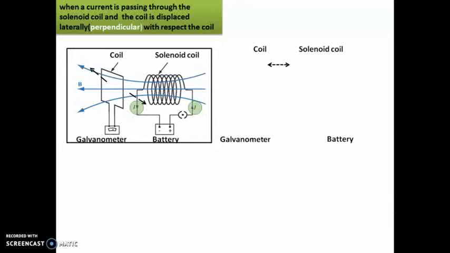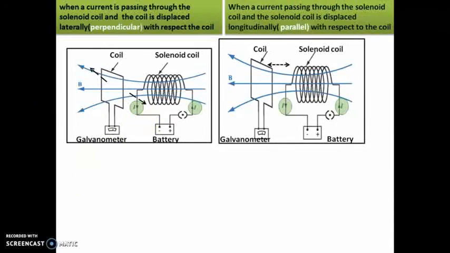Okay, so as you can see here, the current is passing through the solenoid coil and the solenoid coil is displaced perpendicularly with respect to the coil. You can see the arrow. That means in a swing, I am moving the solenoid coil. Of course, in that case, there was a deflection in the galvanometer.